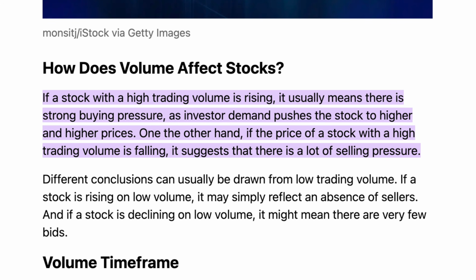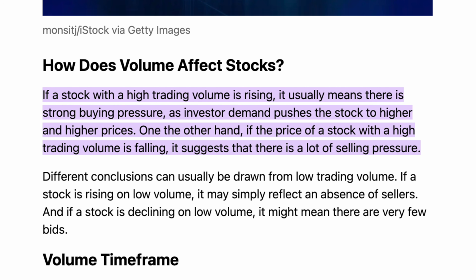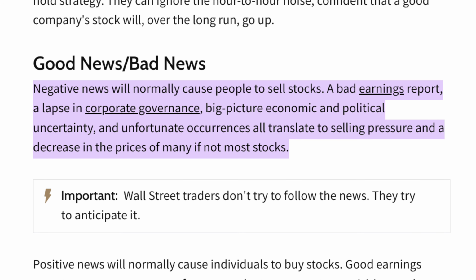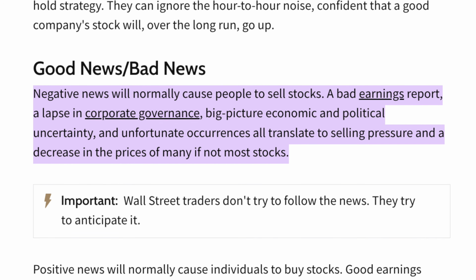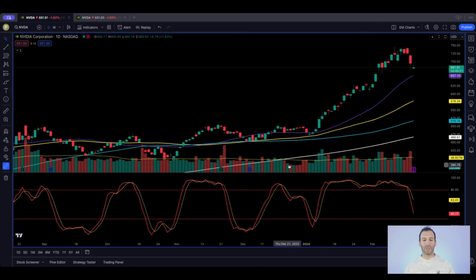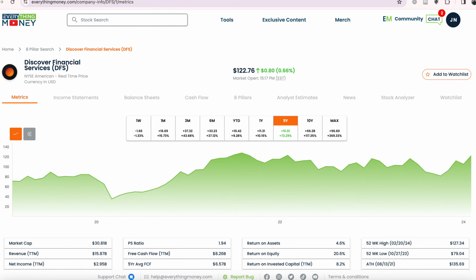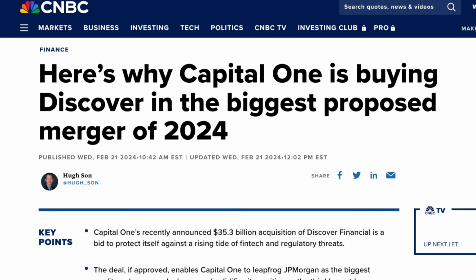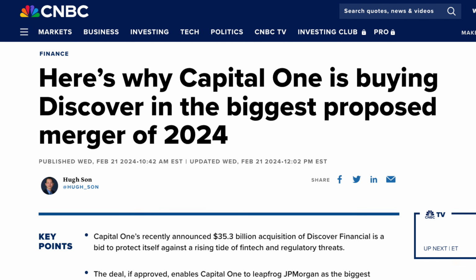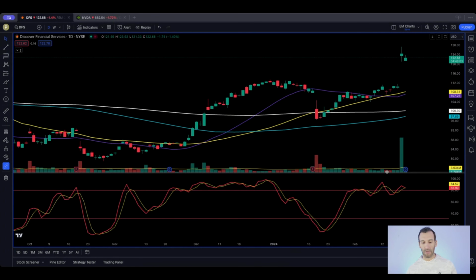Maybe there's some big economic data happening where the market is just kind of chilling out. Maybe there's some negative news on the stock and people just don't want to participate in it. There's so many different reasons where you could have light volume on a company. Doesn't mean that you don't pay attention to it. On the flip side, let's go to a company like Discover Financial. Discover Financial was just said to be bought by Capital One. And what do you notice about the volume down here?